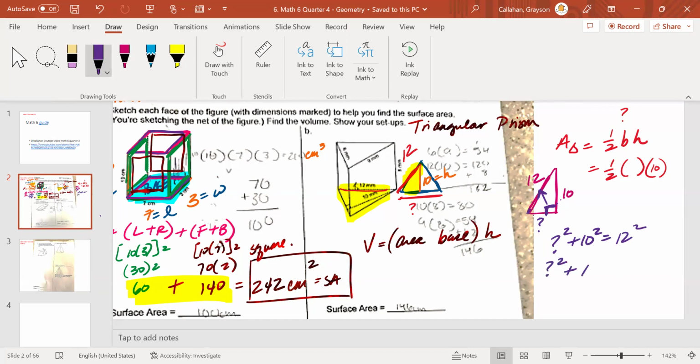Question mark squared plus 10 times 10 is 100. 12 times 12 is 144, right? Subtract 100 on both sides. Question mark squared equals, it's just going to be 44, right? Okay, well, that's great. This is not even a perfect square.